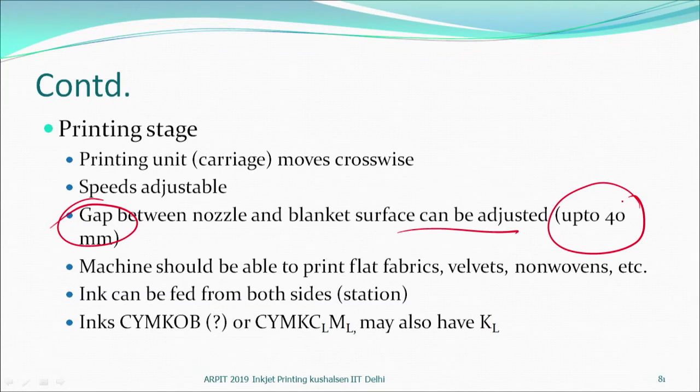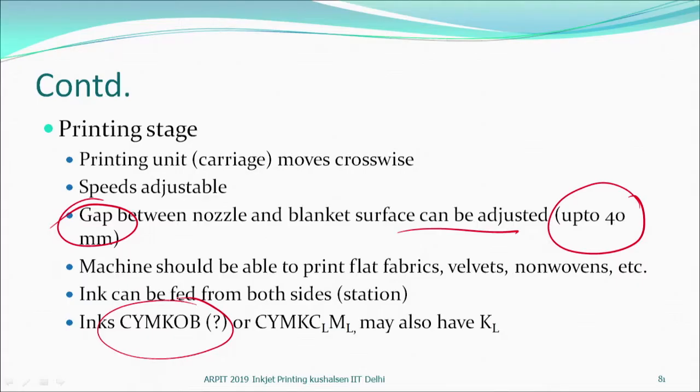Ink. So, the print head moves from one direction to the other direction. The ink can be fed or filled from both sides sometimes. These are called the stations, and you fill up the ink in this way and fill the ink from the other side, and then they move. So, all that happens during this process of printing.